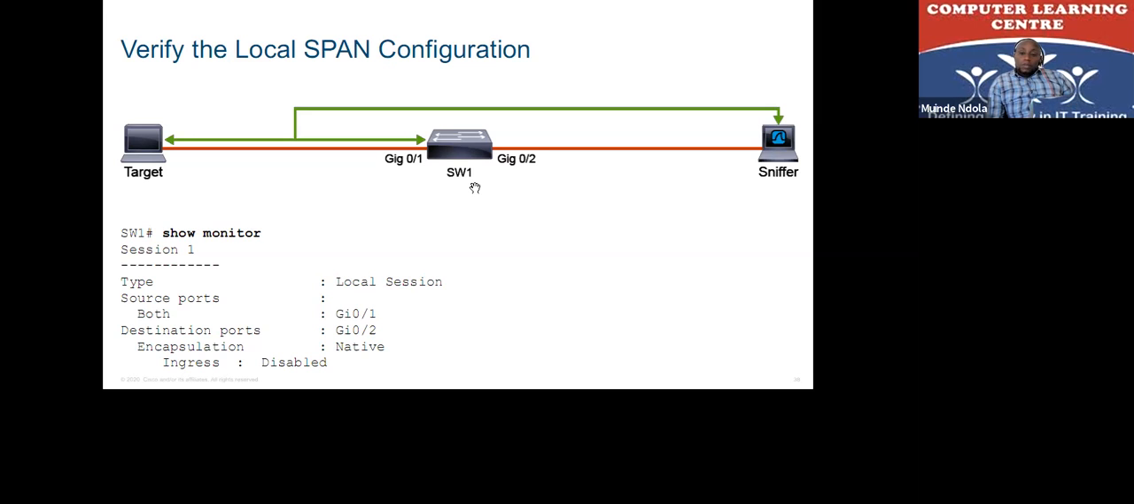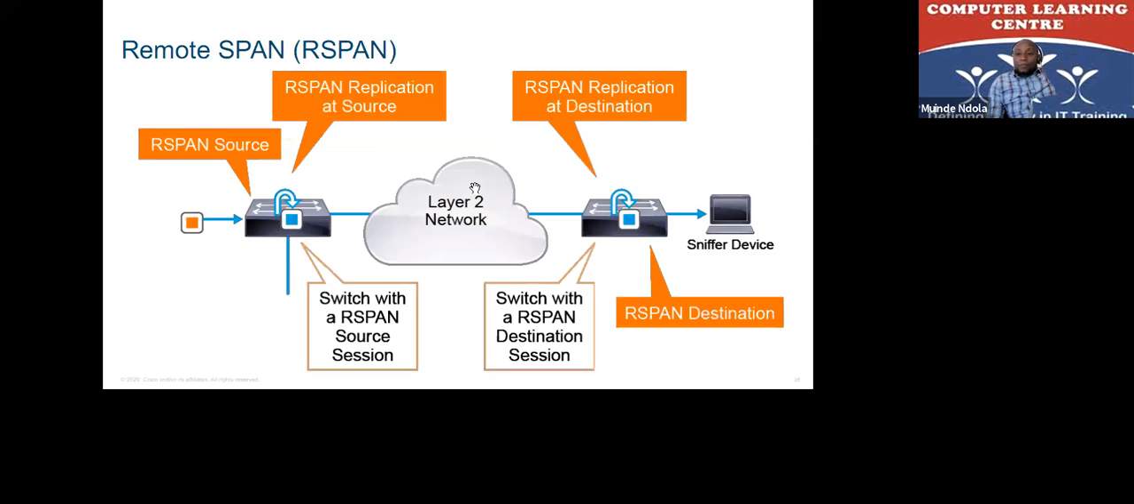Show monitor shows you where the traffic has been monitored, the configuration, and the traffic. Now, the question people ask is, can I do a SPAN or monitor session while the sniffer device is not on the same switch as the device being monitored? Can you do a SPAN when the interfaces you want to capture are not on the same switch where the sniffer is connected? That means the source interface and the destination interface are not on the same device.